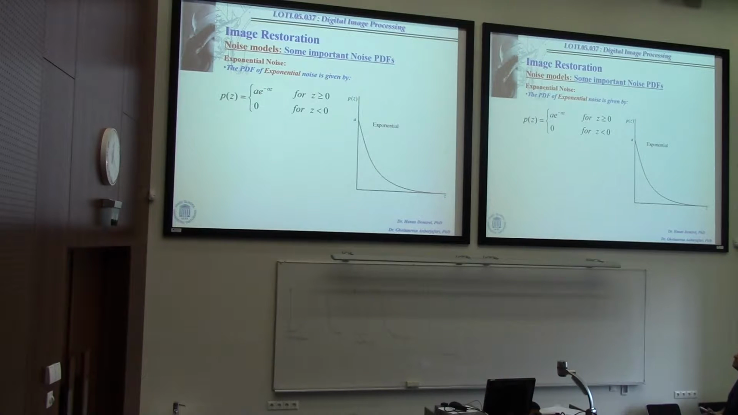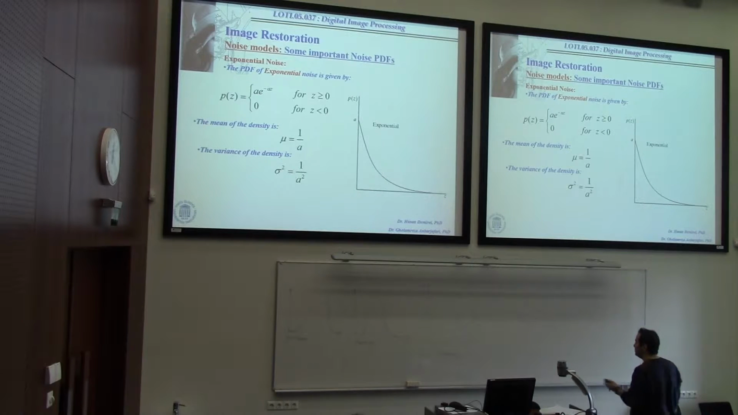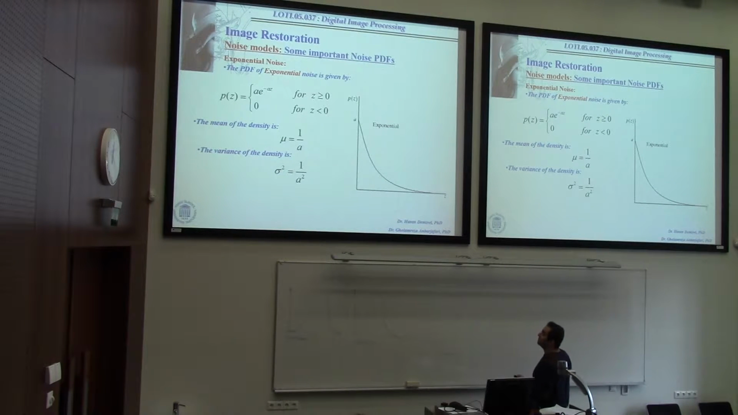Another noise that we call exponential noise. The PDF is like this, and the function is like this, and also you can find the mu or mean or variance of the function with these equations, and the PDF shape is like this, for exponential noise.